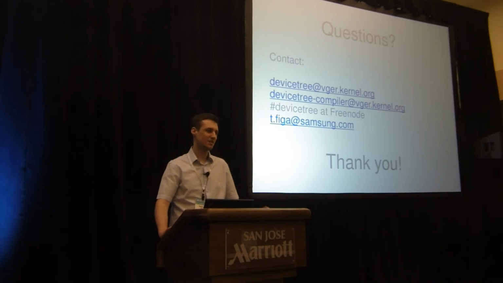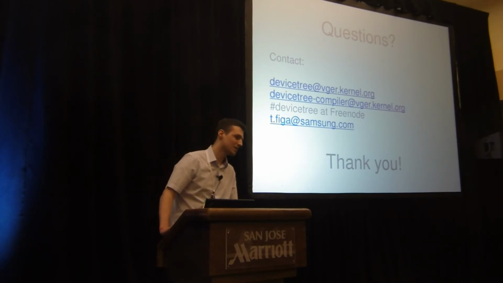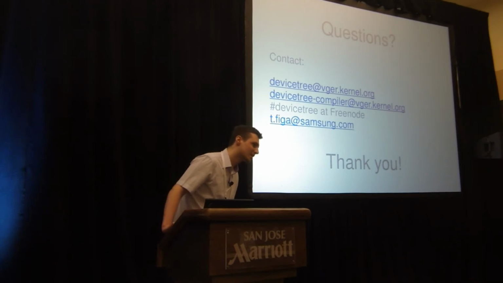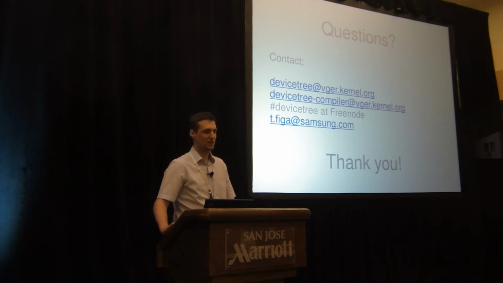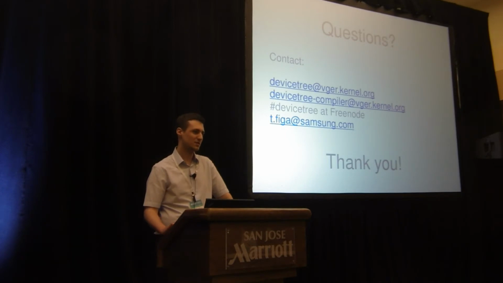Yeah? Two questions. Do you have a Git tree with this? Excuse me? Do you have a Git tree published with it? This is just distributed in the form of patches right now, so you can find the few patches I posted on the DT compiler mailing list in February. Maybe I should set up a Git tree.